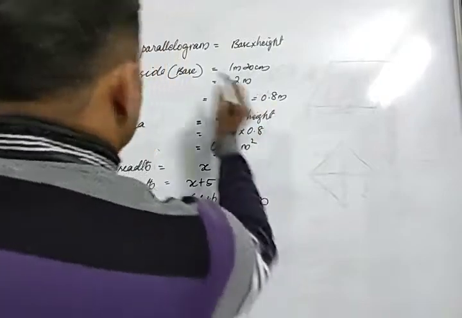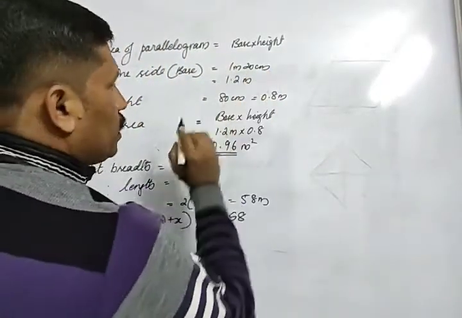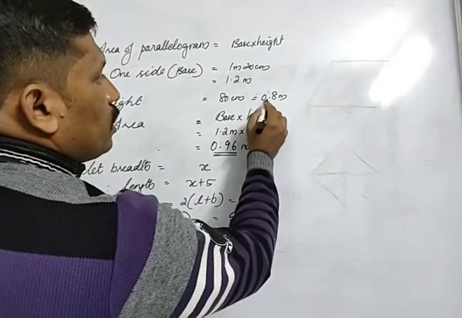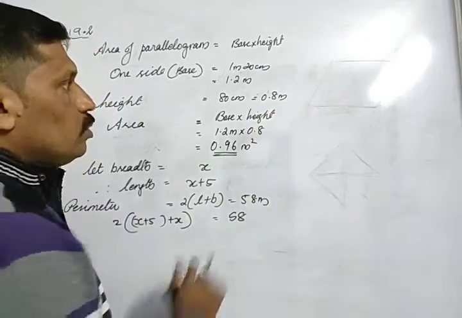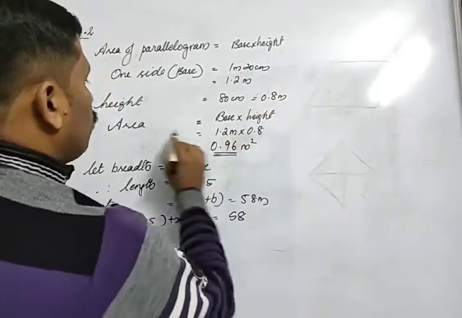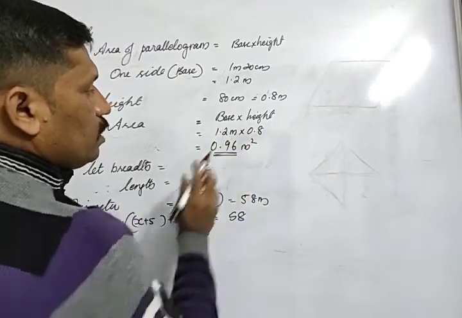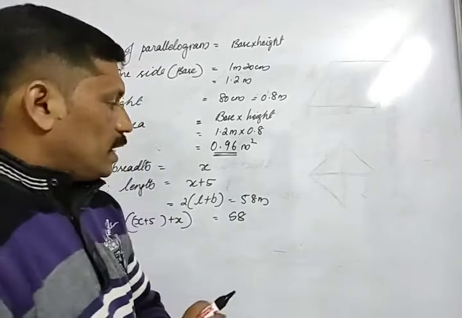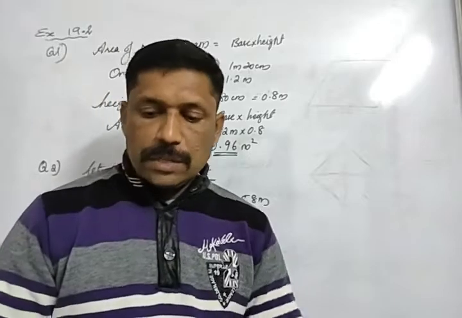Already it is given, base is equal to 1 meter 20 centimeter, that is equal to 1.2 meter, and height is also given as 80 centimeter, that when we convert to meter is equal to 0.8 meter. So base and height we know, therefore area is equal to base into height, 1.2 meter into 0.8 meter, that is equal to 0.96 meter square. That is the area. So I think this is a simple question. I think you understood this question.